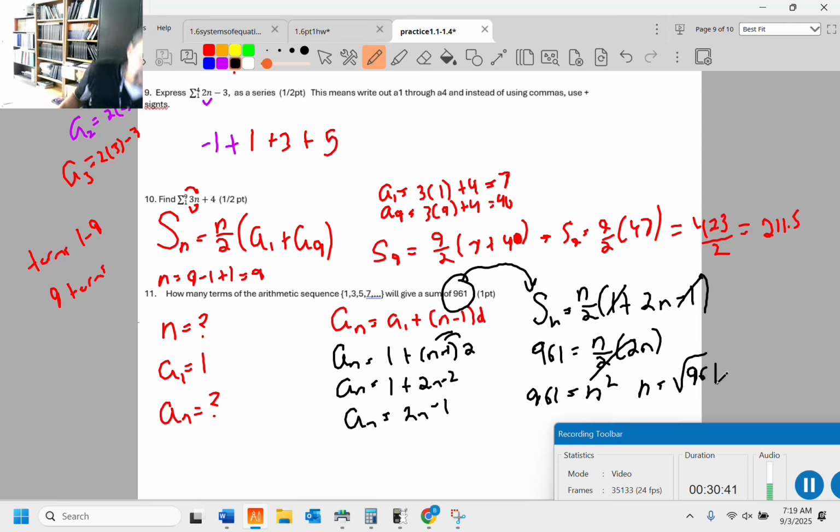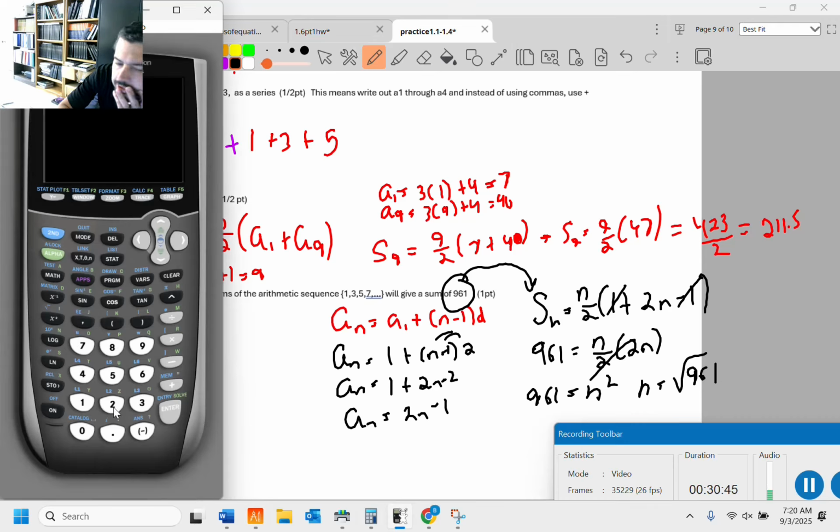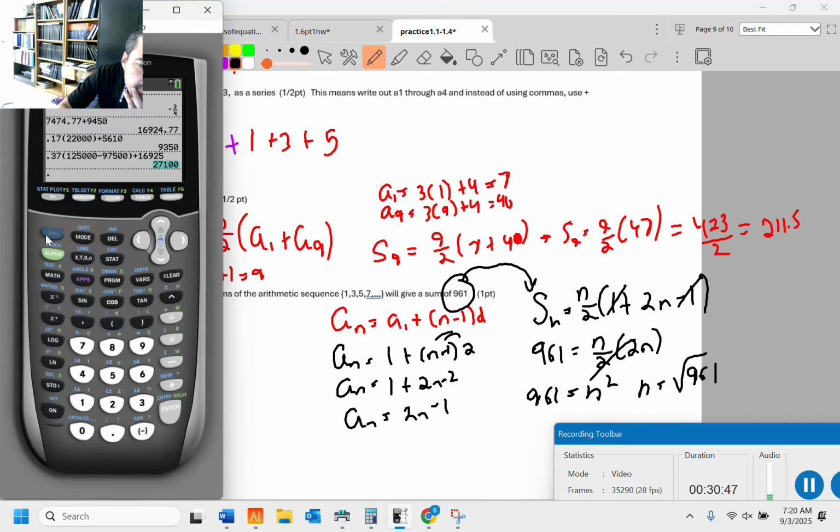What do you think the square root of 961 is? Pretty sure I know it. Don't be surprised. Is it going to be bigger than 30? Is it 30? What is it? Should be 31, but I can't seem to wake up today. And it is 31.